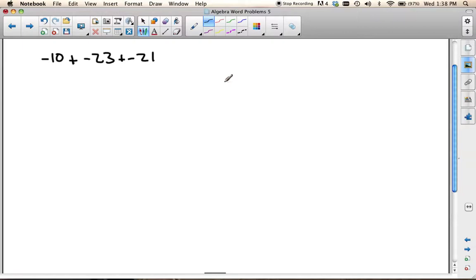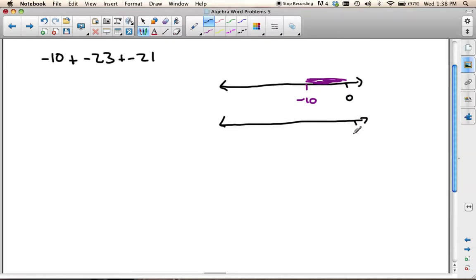Let's say we take our pen, and this is 0, and we go negative 10. From here to here, this is negative 10. We draw another number line. We have our 0, and we go negative 23. Let's say that this over here is negative 23. So from here to here, we're at negative 23.